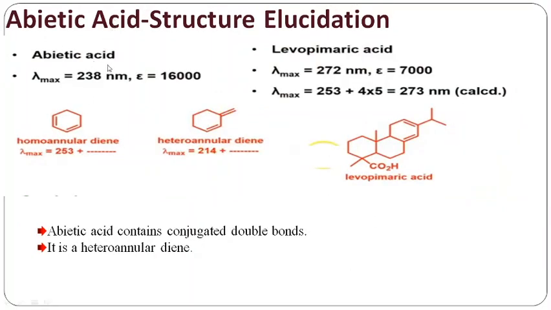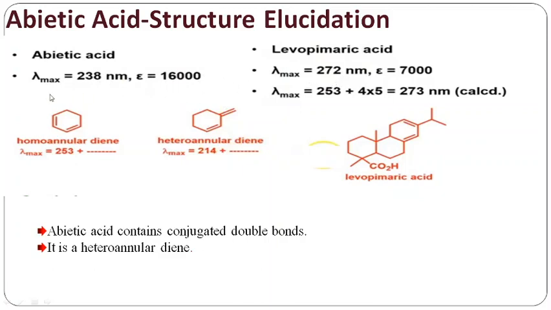To confirm the structure of abietic acid, UV spectroscopy with the help of the Woodward-Fieser rules was used. When the spectra was obtained, the lambda max of abietic acid came out at 238 nanometer, whereas the lambda max of levopimeric acid was at 272 nanometer. This means that the two compounds are totally different on the basis of UV spectra.